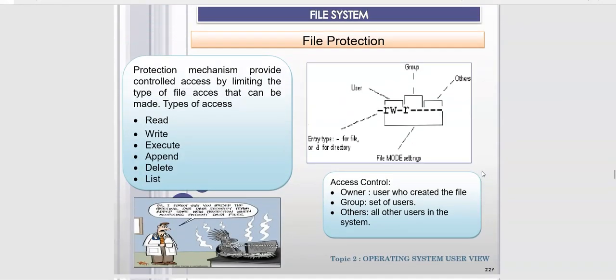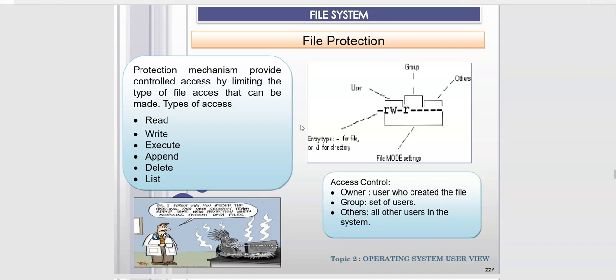These are the most important part in this chapter, which is file protection. File protection is the mechanism that provides access control by limiting the type of file access that can be made by other people. For example, if you have a file, you can set the protection or permission of the file.